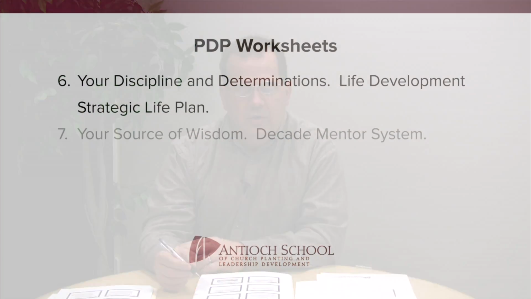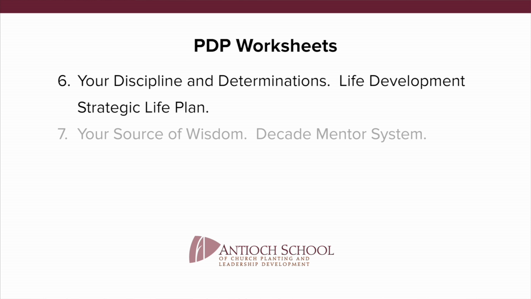Sixth, Your Discipline and Determinations, the Life Development Strategic Life Plan. This one is really the base of your plan. It's where you think about some of your lifelong intentions. You think about long-term goals in the range of 5 to 15 years out. And then you think about annual goals for this year and perhaps next year, all of which are being considered in light of where you see yourself going in your plans. Very good base that many people use as the starting point for their plan.